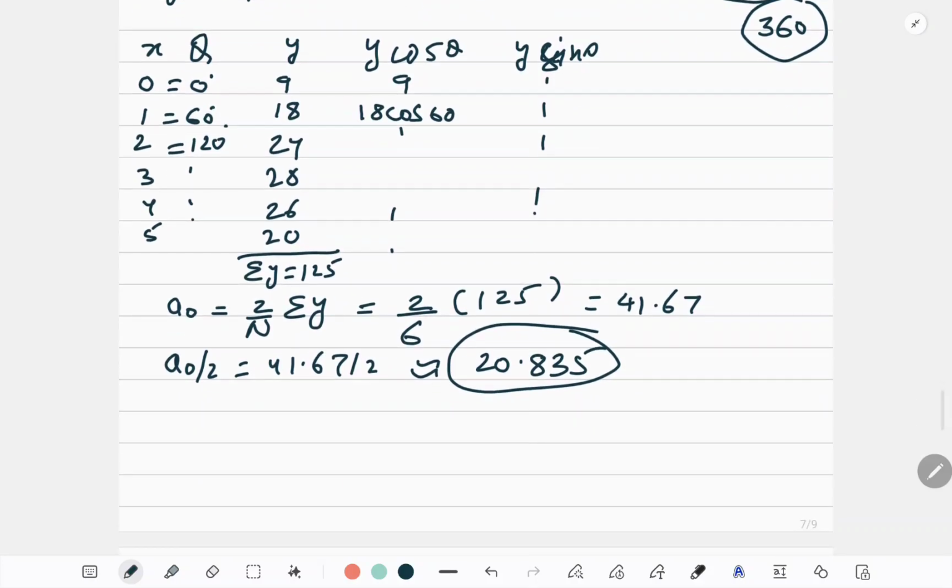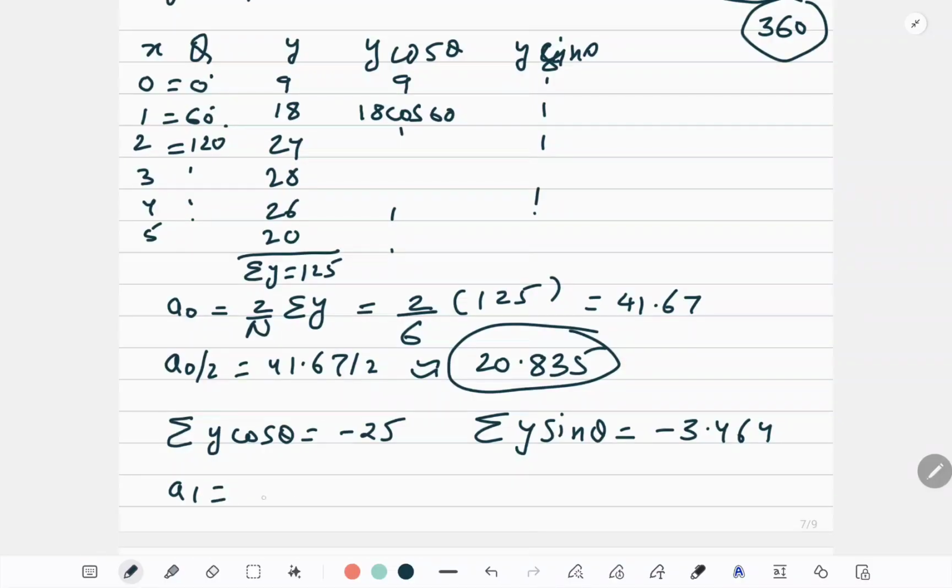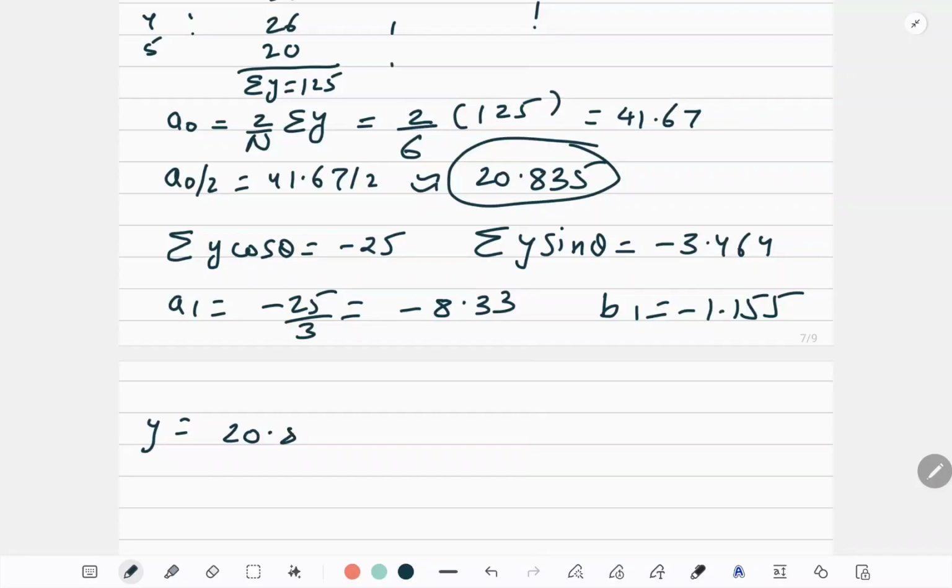So when you add up all the values, now what is the next term you should have? Now you will have the next term as A1. First you check, when you calculate, check that summation of Y cos theta you will get as minus 25. Summation of Y sin theta you will get minus 3.464, and then you will get A1 as minus 25 by 3. The same formula you apply, 2 by n summation of Y cos x. So that will give you A1 is equal to minus 8.33, and you will get B1 as minus 1.155. Right? And then you can write down your final answer as Y is equal to 20.835 plus minus 8.33 cos theta minus 1.155 sin theta.